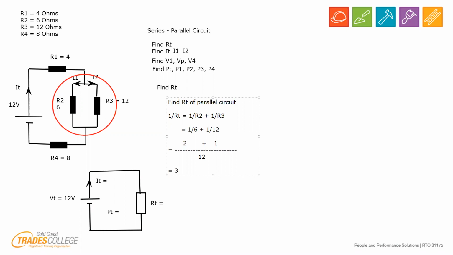So that equals, on the next line, 2 plus 1 is 3 divided by 12. Make sure we don't make the mistake of getting ahead of ourselves and entering that in. We want to make sure that we always flip, which means I've got 12 divided by 3, which gives me 4 ohms. Double check: is 4 ohms less than the smallest? The smallest there is 6, so that looks pretty good.